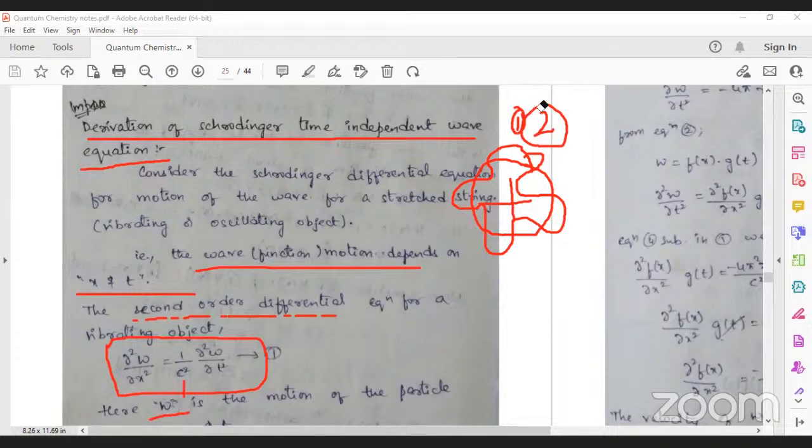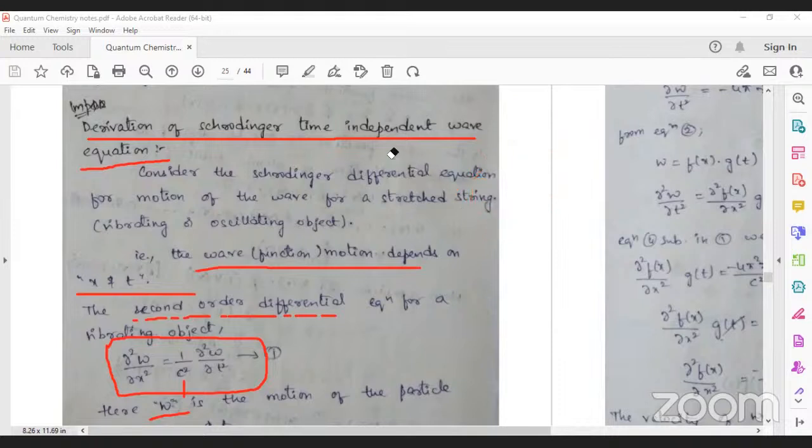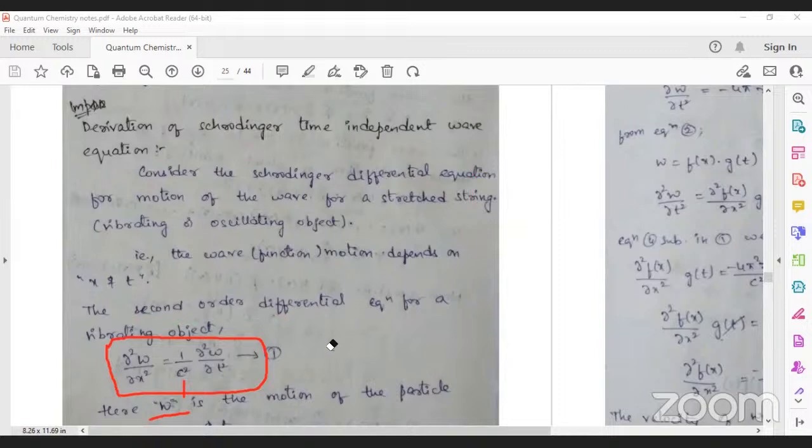So simply here, according to de Broglie, the particle which is moving may possess wave nature and particle nature, right? The wave nature means the second order differential equation for that wave motion should be written like this: dou square W by dou X square is equal to 1 by C square into dou square W by dou T square.